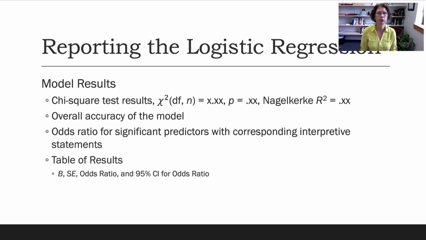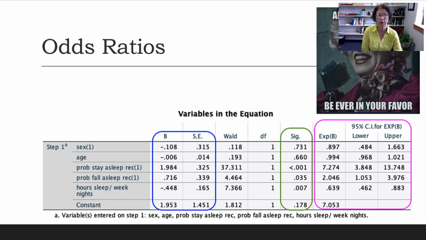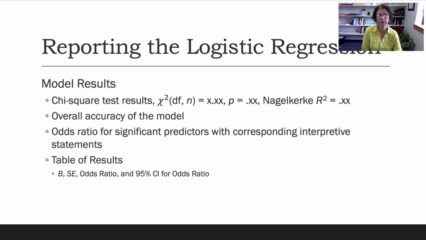And then your table of results is going to include most of the information that you got from your predictors table. So your regression coefficient, the standard error, the significance, and the odds ratio information.